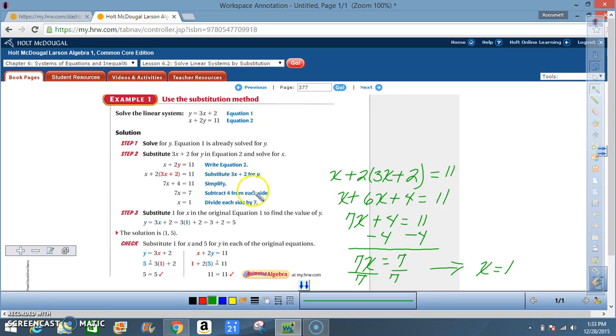We subtract 4 from each side, and we end up with 7x = 7. Divide each side by 7, and we end up with x = 1.